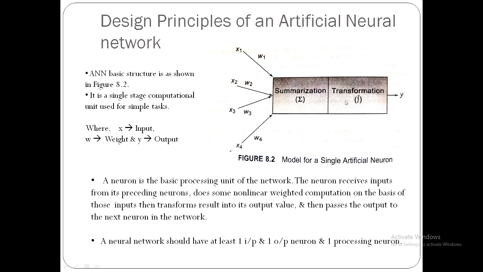A neuron is the basic processing unit of the network. A neuron receives the inputs from the preceding neuron, does some non-linear weighted computations on the basis of those inputs, then transforms the result into the output value. Then it passes the output to the next neuron in the network. The neural network should have at least one input, one processing element, and one output.